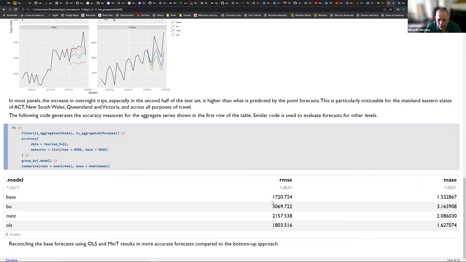So you see all the metrics for the RMSE, for the base model, the bottom-up, the MinT reconciliation, and the OLS. And if you look at the MASE, and you're trying to minimize that metric, you see that the base right now is the one that has the lower metric, or the better forecast for these levels. Reconciling the base forecast using OLS results in more accurate forecast compared to the bottom-up approach. So you have the base, but still the bottom-up approach is the worst. The MinT and the OLS are much better, but still the base is the best one. So maybe we have to tinker a little bit with the model to try to improve it in that sense.